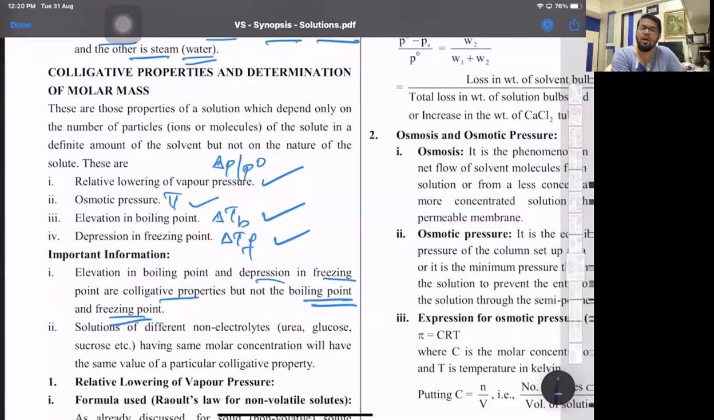Why? Boiling point and freezing point are intensive properties. They are independent of the amount of substance present. Like I take 1 ml, 10 ml, 100 ml, 1000 ml water. Water will boil at 373 Kelvin only. So it doesn't matter how much water I took. But elevation, yes, it will depend on the amount over there. Okay. Solution of non-electrolytes, the one which doesn't give ions, no association, no dissociation. Glucose, urea, if they have the same molar concentration, will have the same value of the particular colligative property.